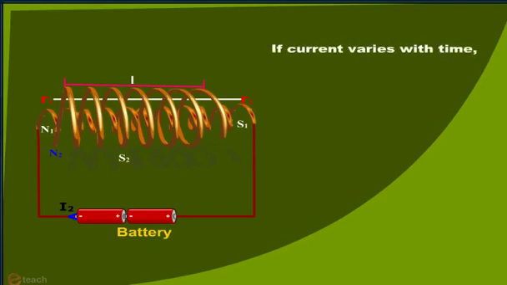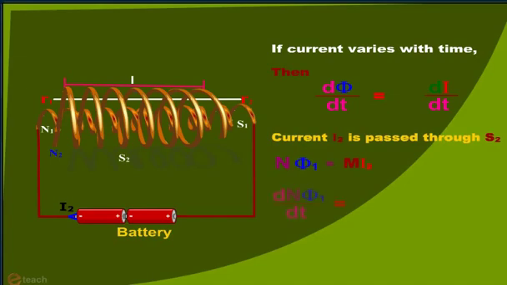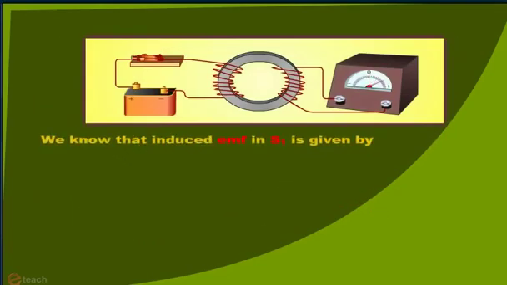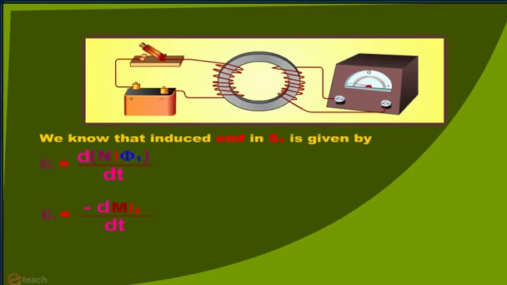If current varies with time, then d phi by dt is di by dt. Current I2 is passed through S2. N phi 1 is equal to M into I2. dN phi 1 by dt is equal to d(M I2) by dt. We know that induced EMF in S1 is given by epsilon 1 is equal to minus d by dt of N phi 1.